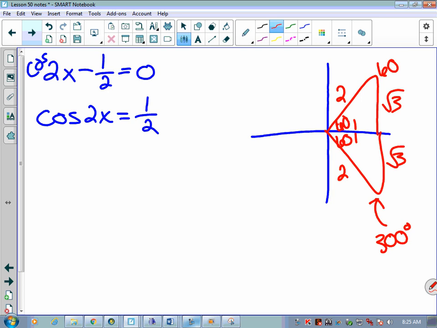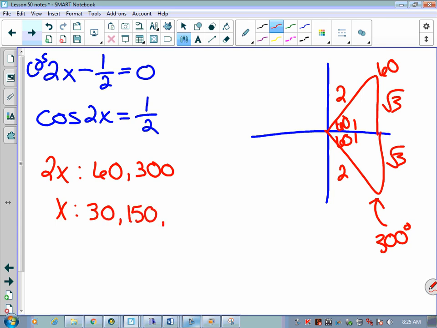All right. So what we're saying then is 2x comes out as 60 and as 300. Okay. So if we're looking for x, we're dividing by 2. It's pretty basic there. So we're getting 30 and 150. Okay. Then we're going to go around again.